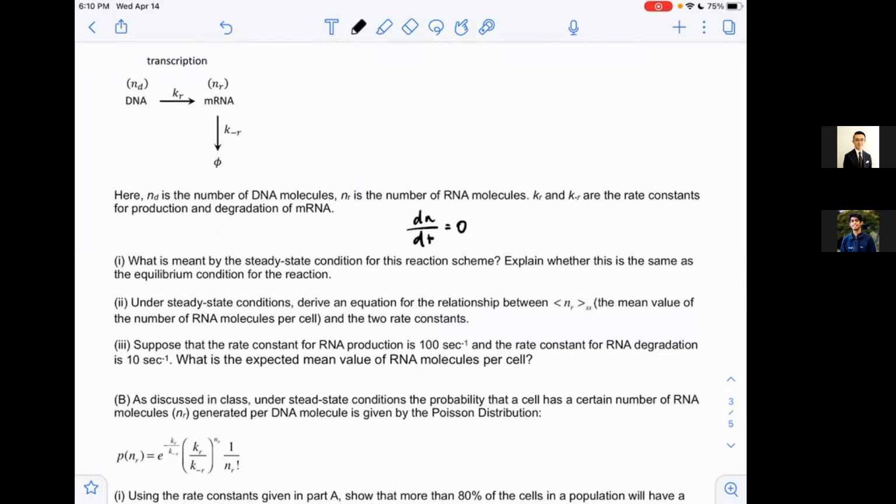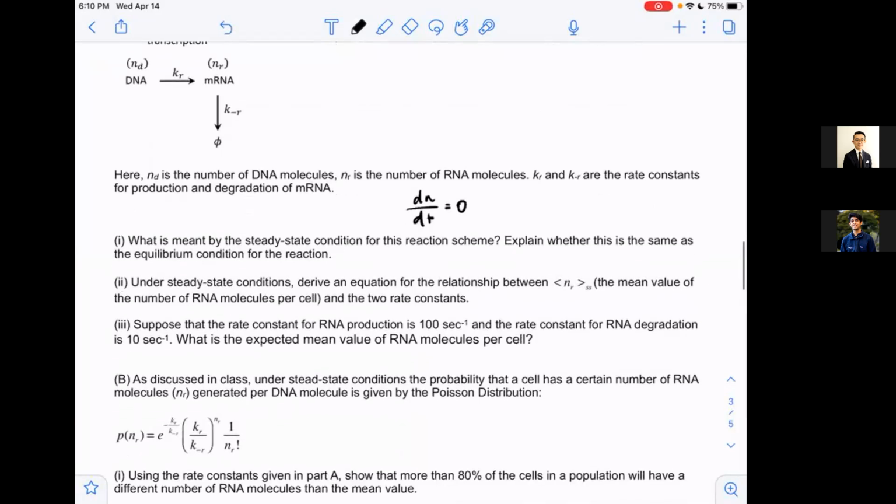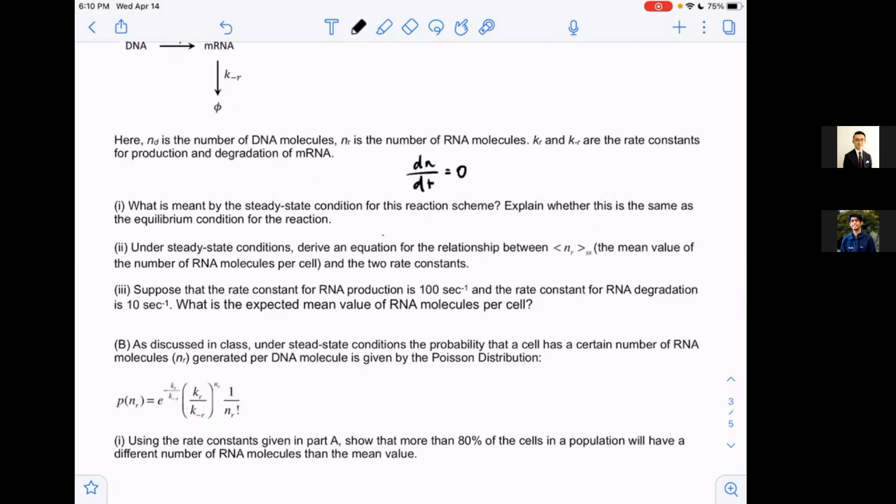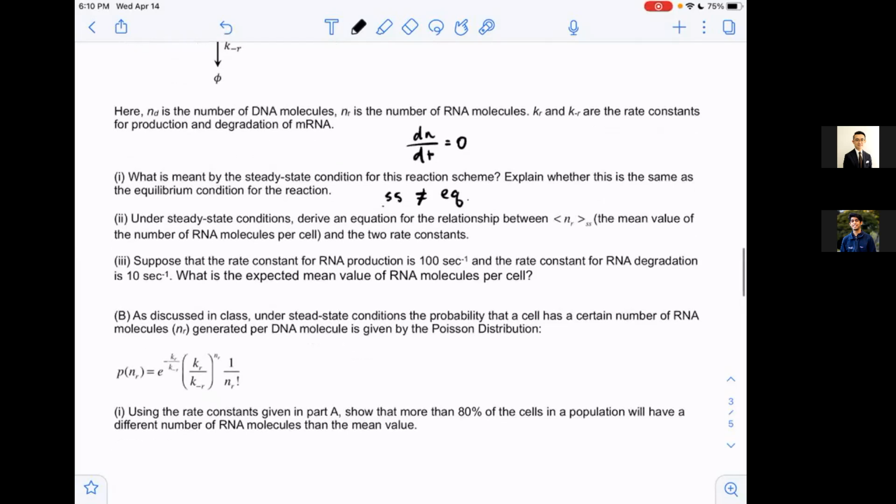And this is, like we learned in class and in the last section, not the same as equilibrium, where equilibrium is what all the concentrations decay to after time. So SS does not equal equilibrium. Okay, cool. Part 2 is asking us, under steady state conditions, derive the equation for the relationship between the average number of RNA and DNA molecules.